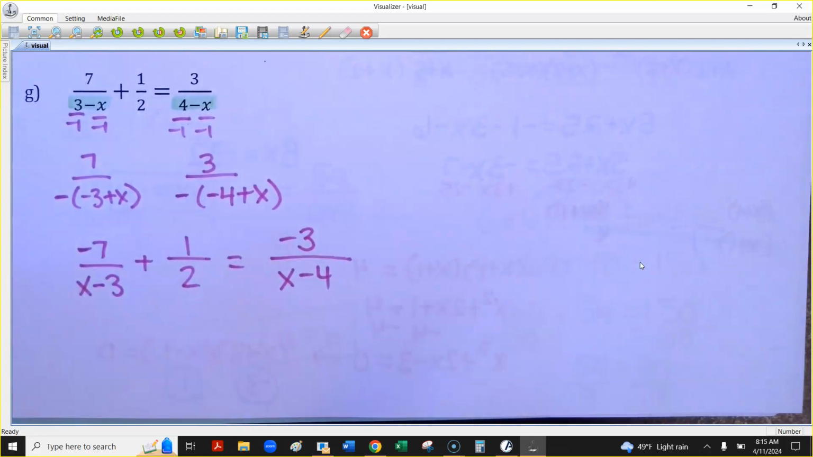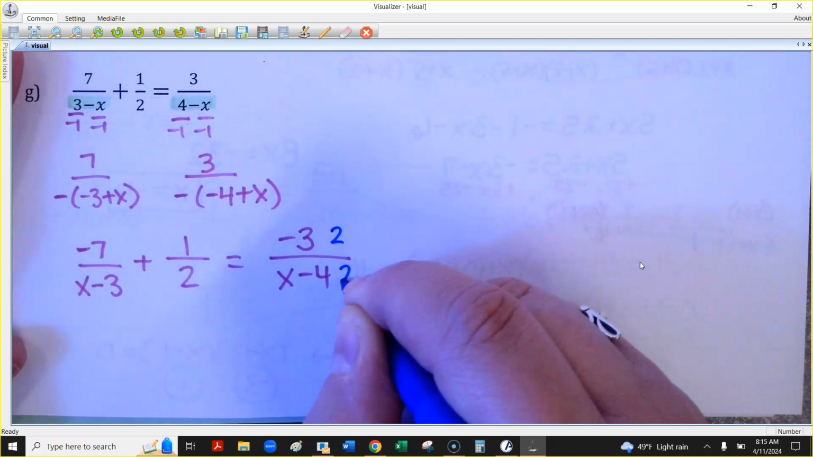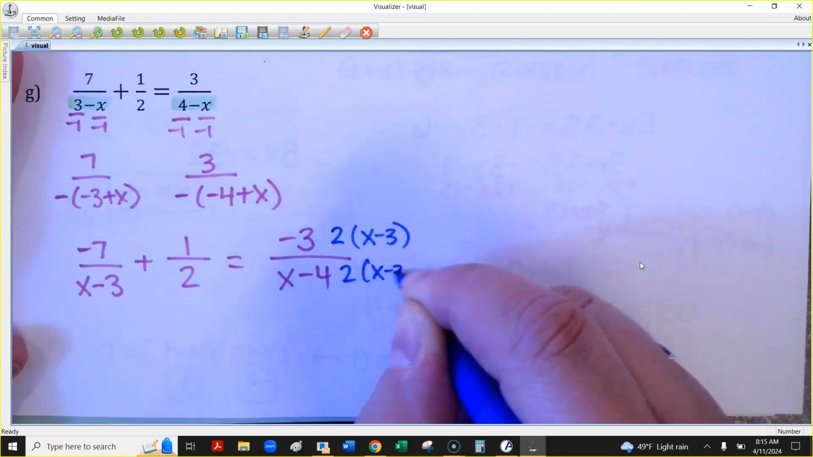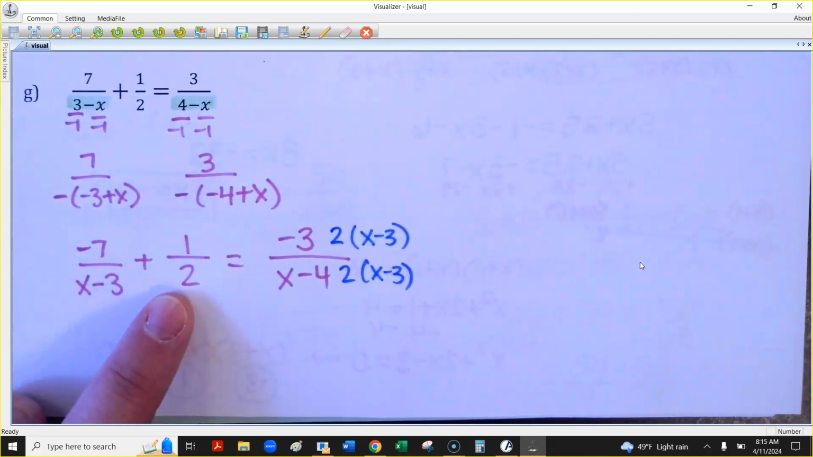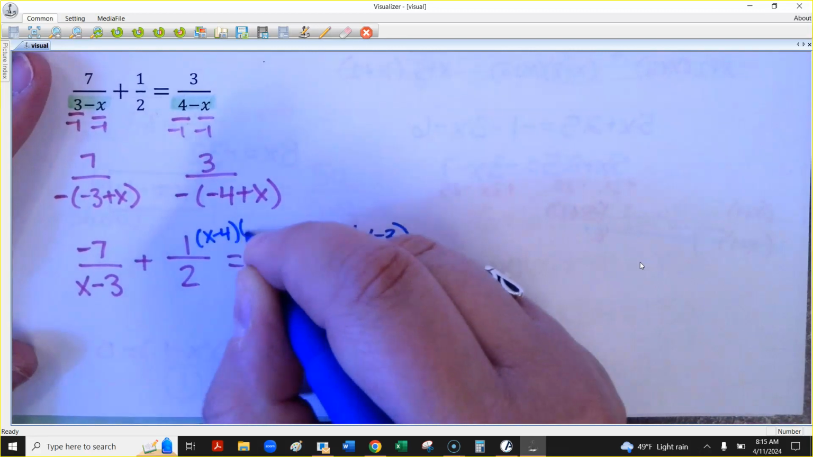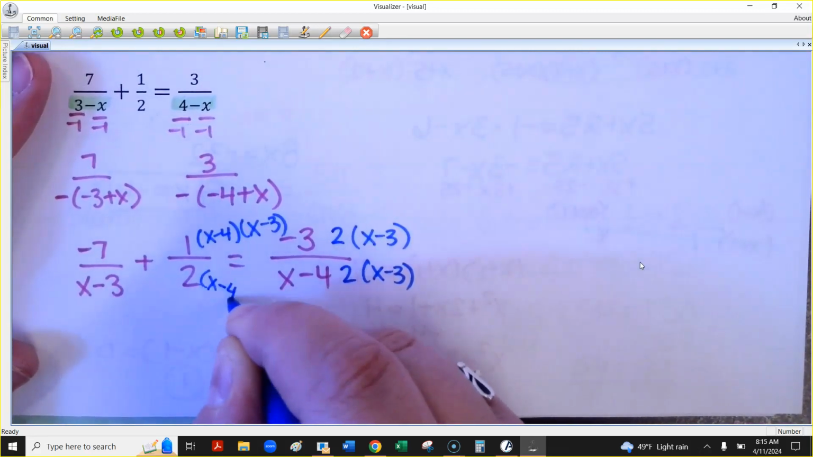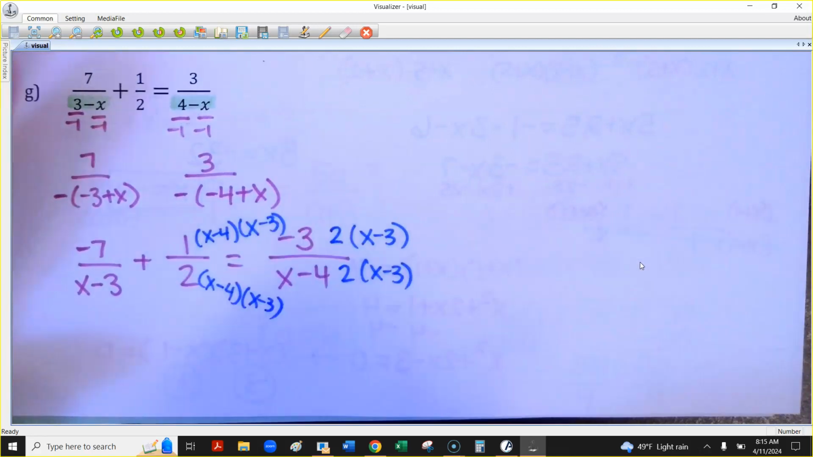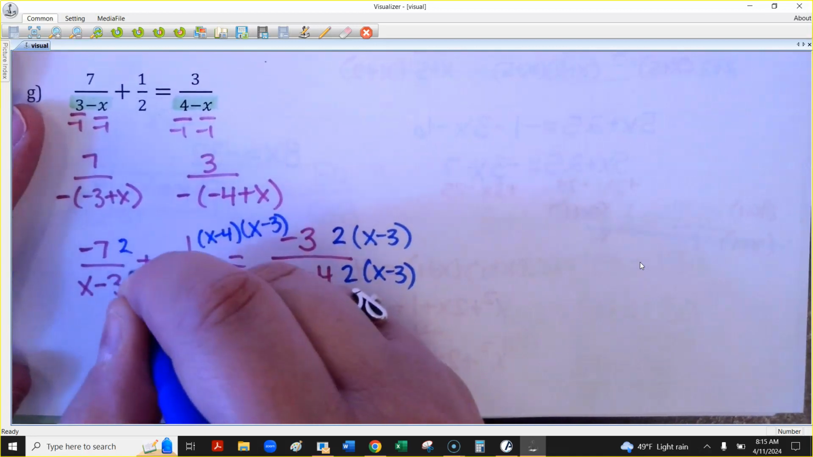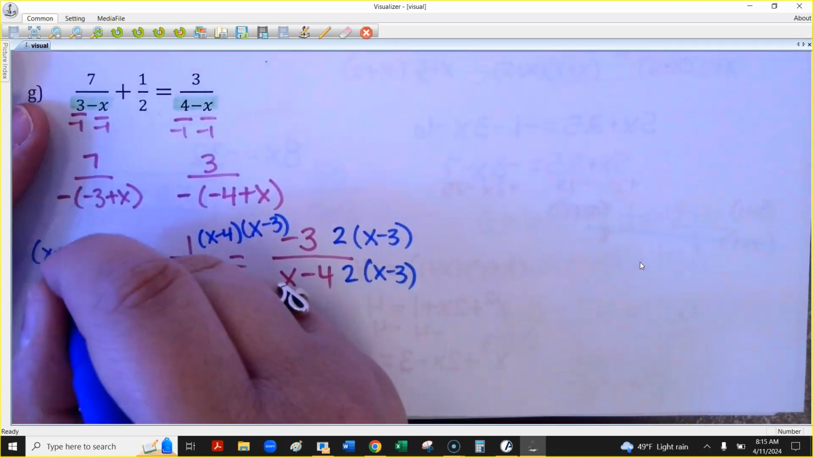Okay, now this guy is going to need a 2, and it's also going to need an x minus 3. This guy has a 2. This needs an x minus 4 and an x minus 3 both. So we'll have to do a little FOIL on that. And then this guy is missing that 2 that we had here, and it's missing an x minus 4.